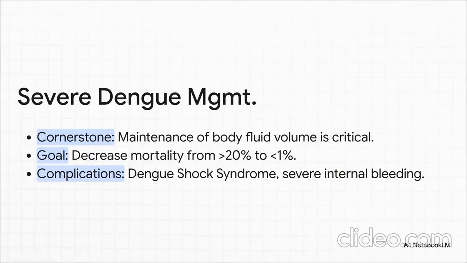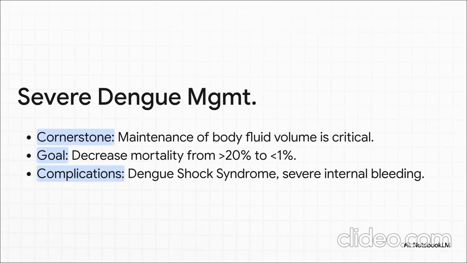Now, for those patients who do progress to severe dengue, the entire management strategy revolves around one central pillar: meticulous, careful maintenance of the patient's body fluid volume. This is, without a doubt, the cornerstone of treatment. And getting this right makes a world of difference. It can take the mortality rate from over 20% all the way down to less than 1%.